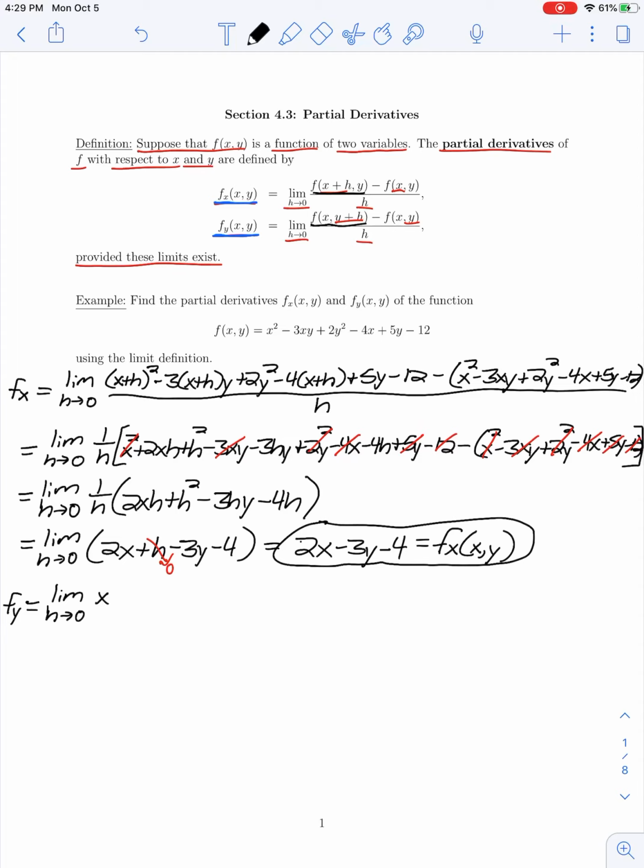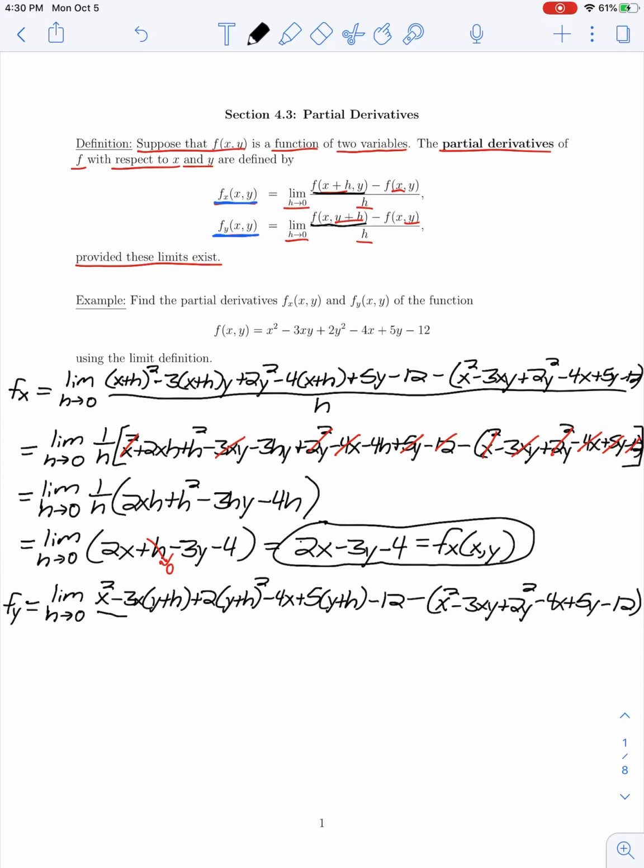And so we have x squared minus 3x times y plus h plus 2 times y plus h quantity squared minus 4x plus 5 times y plus h minus 12. And then we're subtracting f of x, y, which was x squared minus 3xy plus 2y squared minus 4x plus 5y minus 12. And this entire expression is being divided by h.